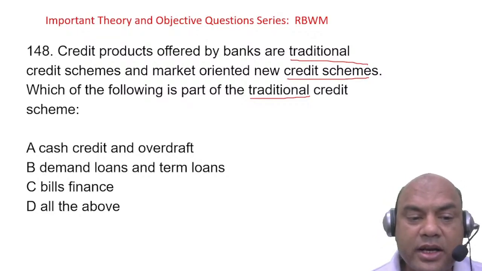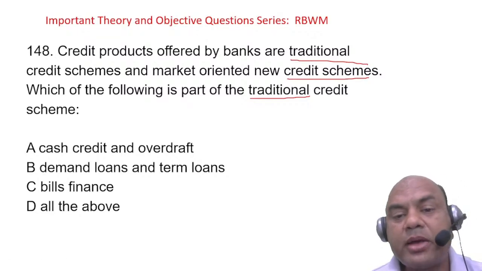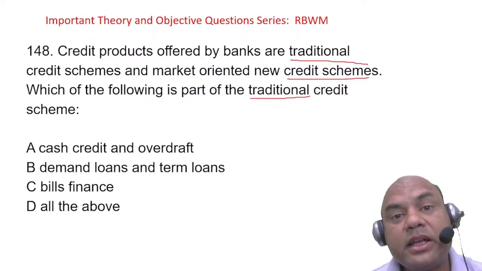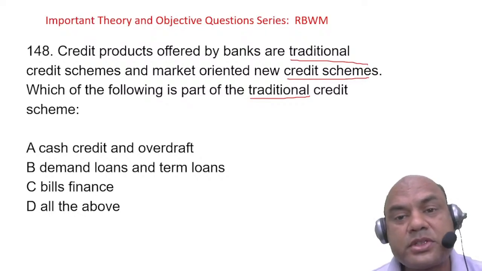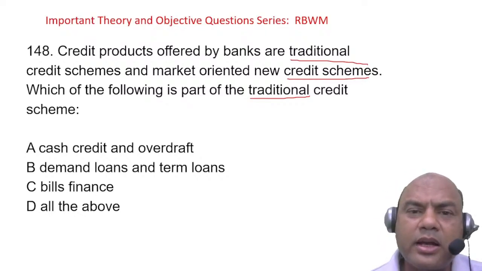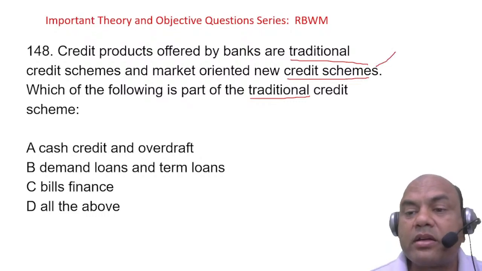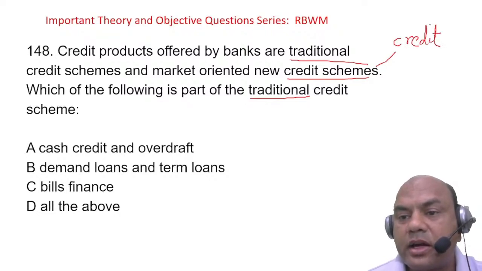You answer this, traditional. In the meantime, I'll give you the new credit schemes. What are the new credit schemes? New credit schemes means whatever has come later, due to the IT revolution. What has come due to the IT revolution? Credit cards. Credit cards were never there earlier. So credit cards, right?